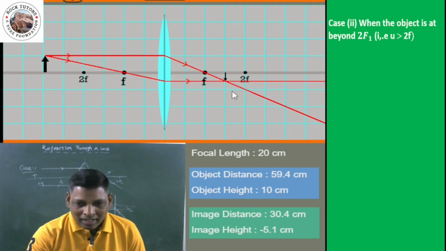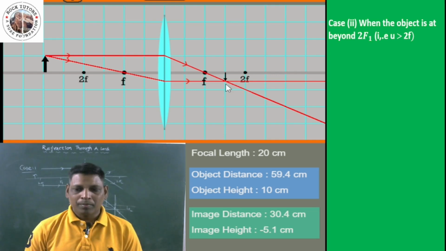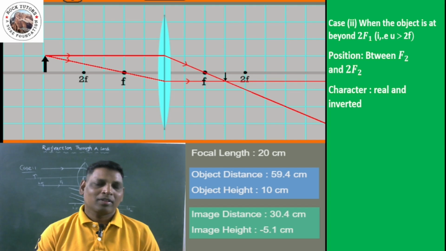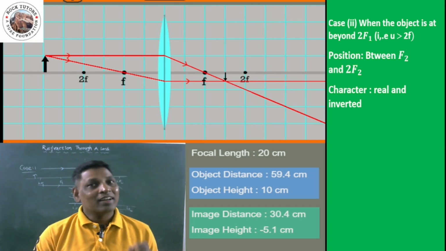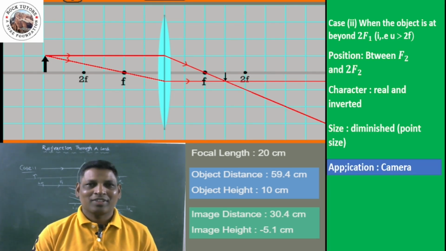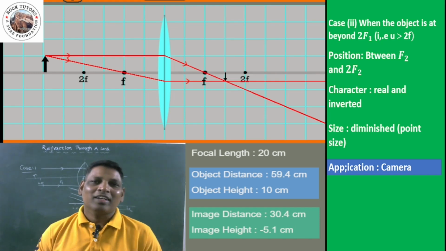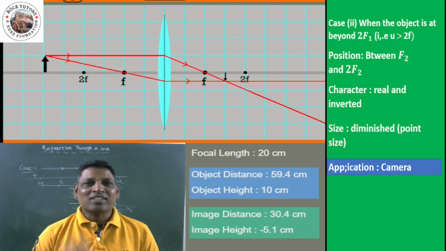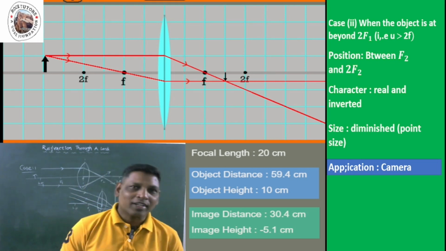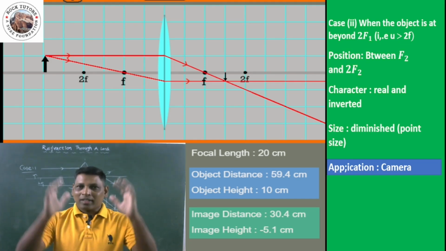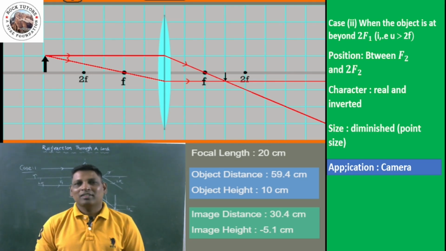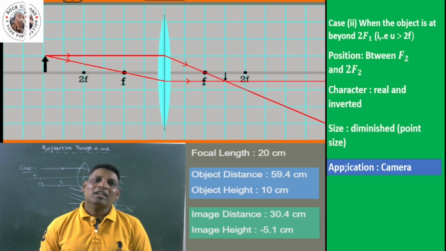So you can clearly observe here: position between F2 and 2F2, character real and inverted, size of the image diminished. Application of the image, where do we apply this? We apply it in the camera. You know that in the camera, a big-sized object is captured in a small size. That's why we use this lens in a camera.